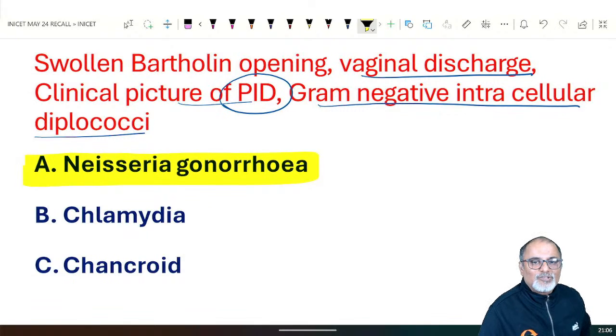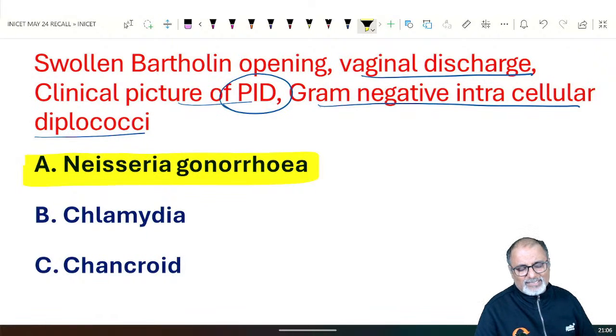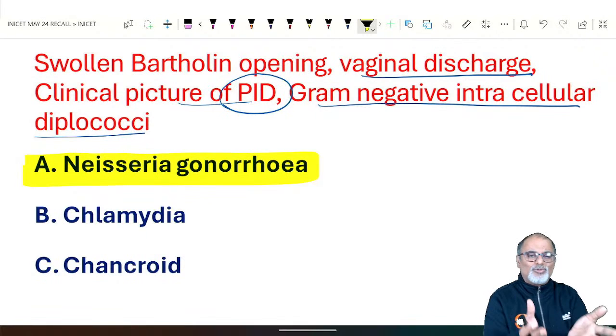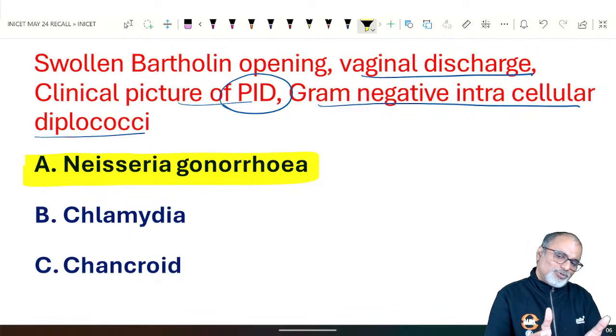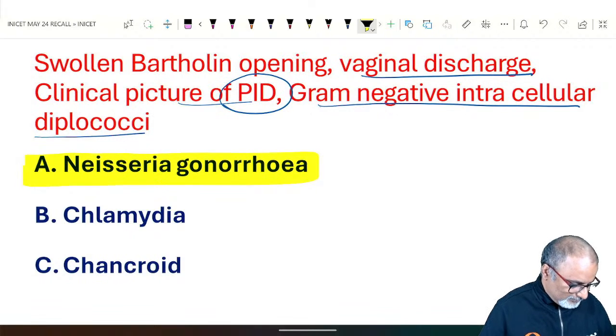Good. Swollen Bartholin opening, pelvic inflammatory disease. Think of two organisms. Number one, Chlamydia trachomatis. Number two, gonococci. Where there is gram-negative intracellular diplococci, there is no doubt, 100% they are giving the diagnosis. They give laddu to you. You need to name it laddu like that. Neisseria gonorrhoeae. Yes, dysuria. Those are the features of PID.